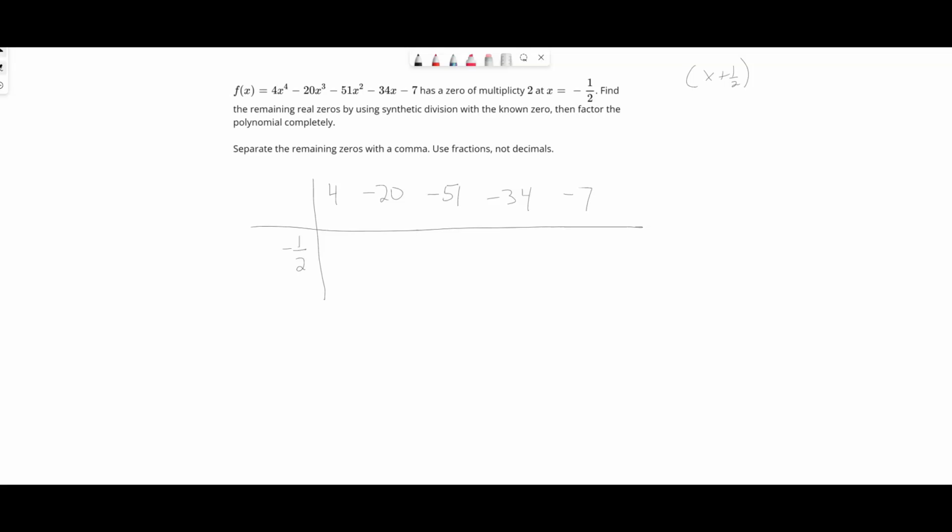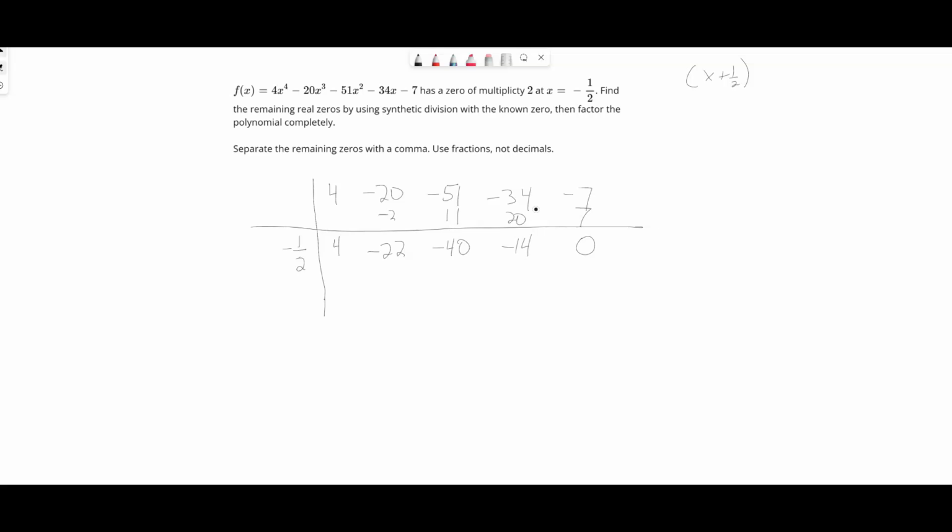Okay, so we bring the 4 down, we multiply, that's negative 2. And then we add these together, negative 22. And then we multiply by the negative 1/2, that's 11. And then we add these together, that's negative 40. Then we multiply, that's 20. And we add these together, that's negative 14. Then we multiply, that's 7. And sure enough, 7 minus 7 is 0. So we verified that in fact is a zero.